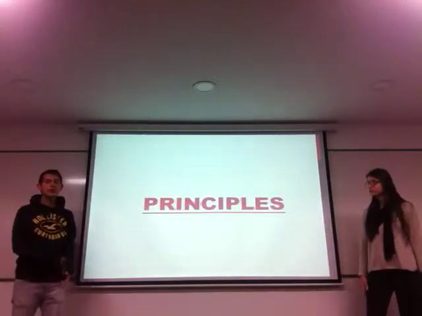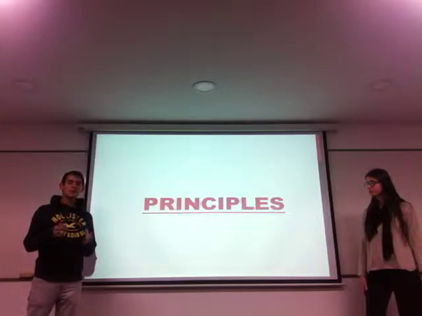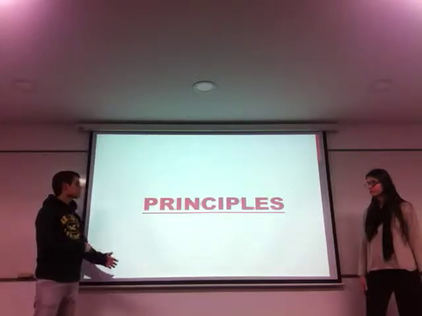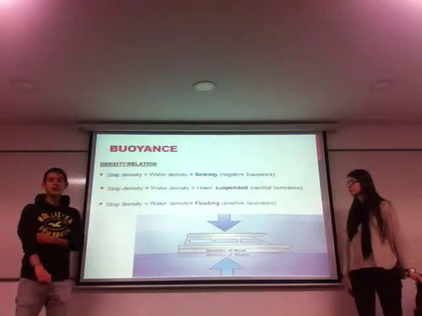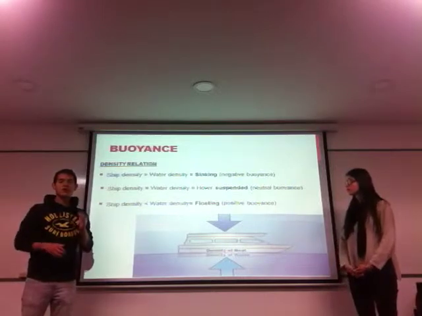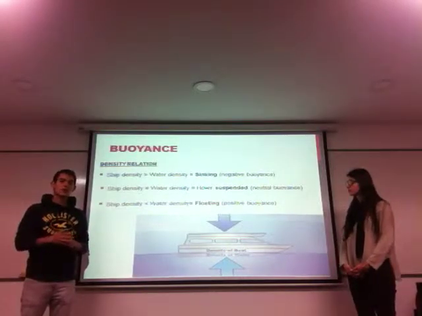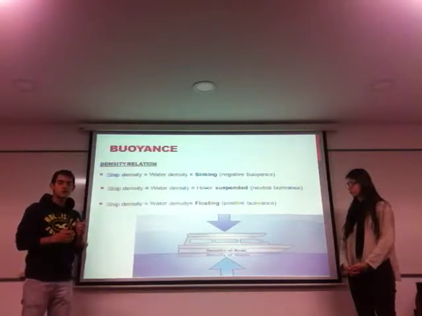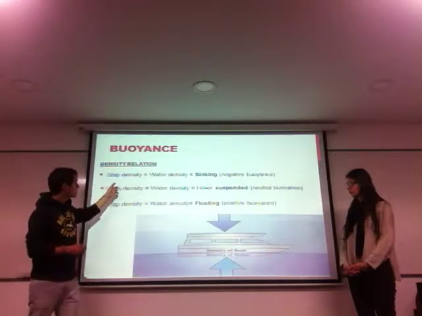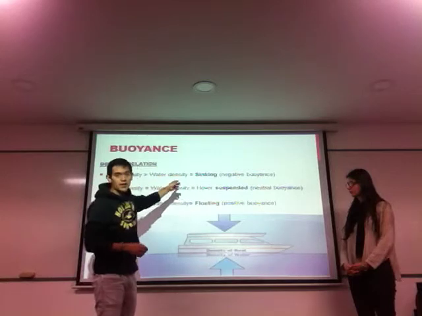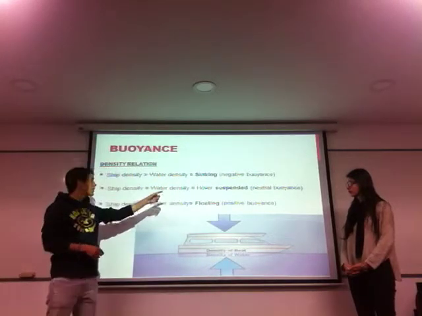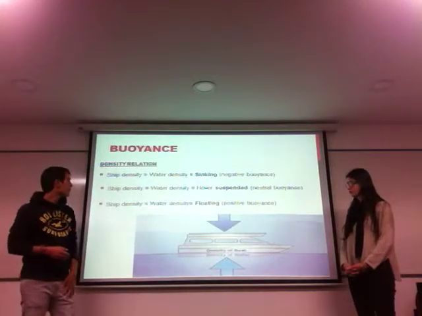So first, we're going to have to understand some principles that are really important to understand this concept. The first one is buoyancy. Buoyancy is the relationship between the ship density and the water density. Here we have three cases that can happen. The first one is when the ship density is greater than the water density, and that's sinking. And it's going to be negative buoyancy.